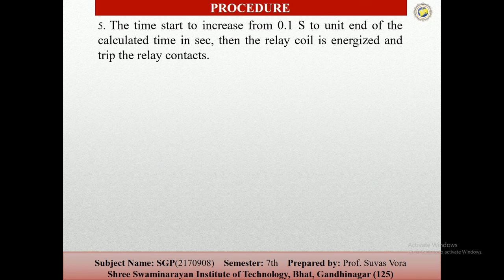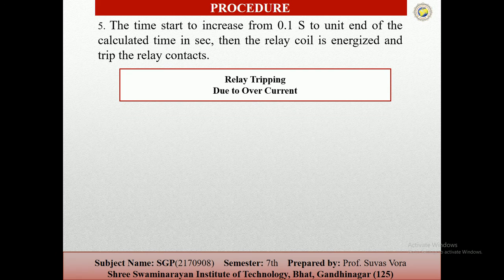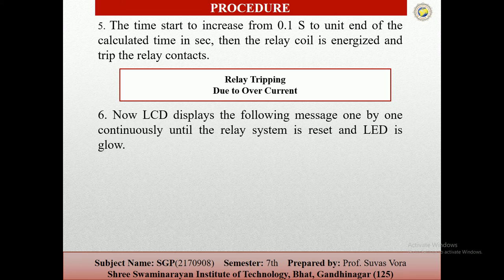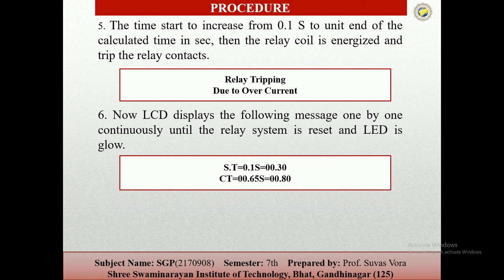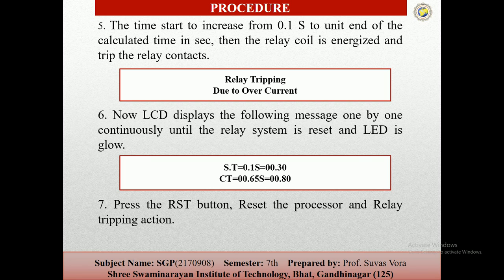Now the next step is the time starts to increase from 0.1 second until the end of the calculated time in seconds. Then the relay coil is energized and trips the relay contact. So the relay is tripping due to the over current. Now the LCD displays the message ST, that is, set time is 0.1 second, and the CT is 0.065 second. So press the reset button and reset the process and relay tripping action.